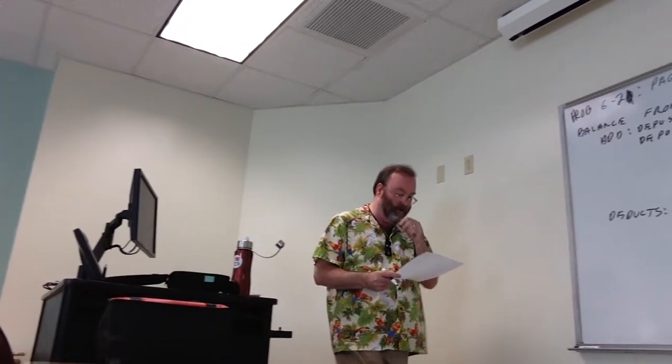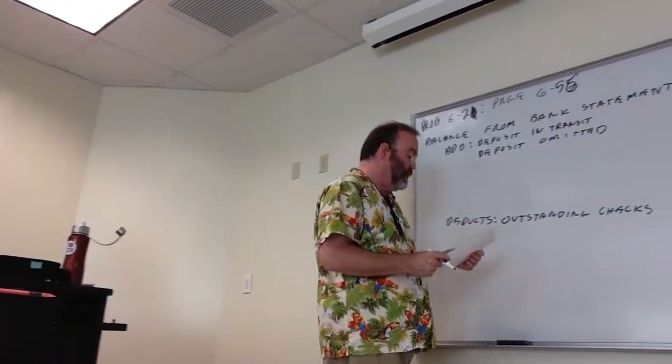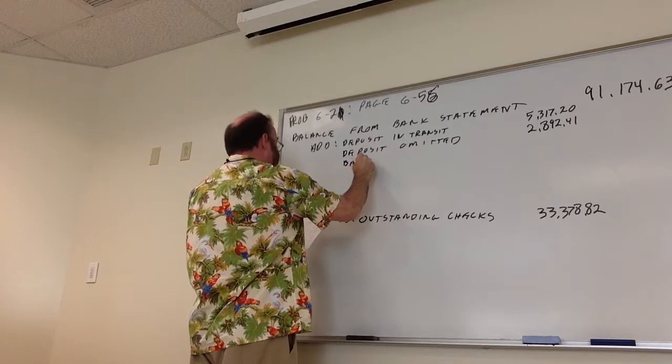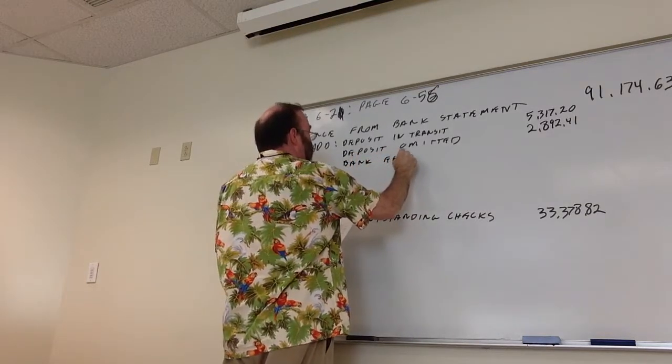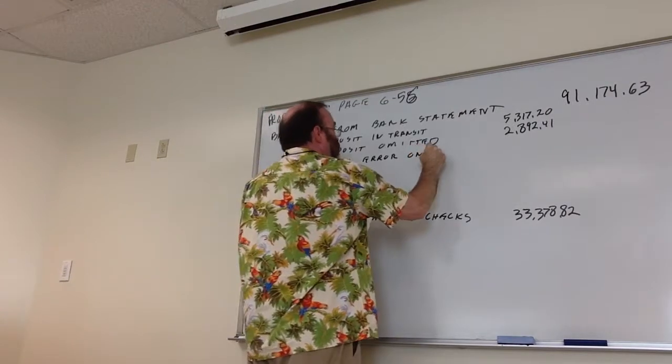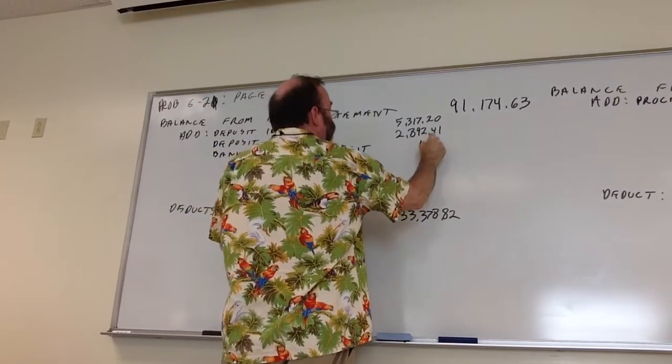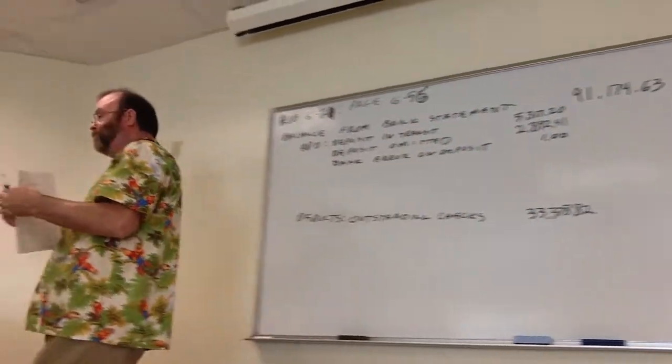Number 9, error on bank statement in entering deposit of $12.18. The correct amount was $3,182.40, and they entered it as $3,181.40. So that's a bank error. On deposit. $1. Excuse me.